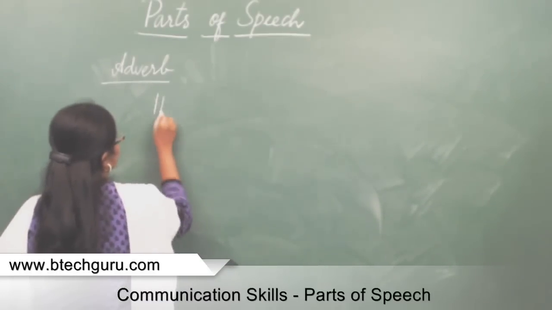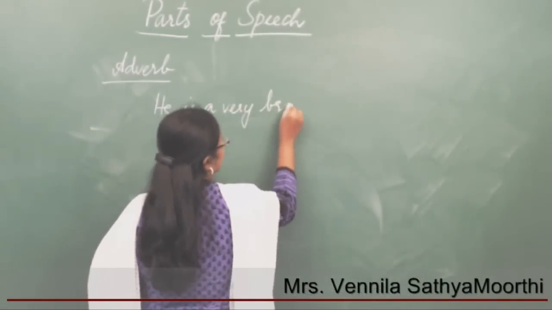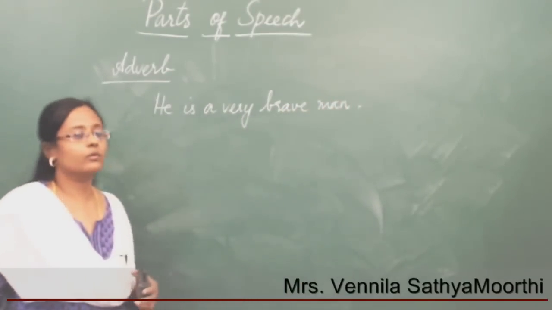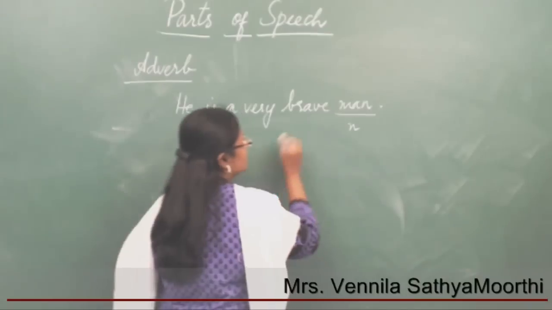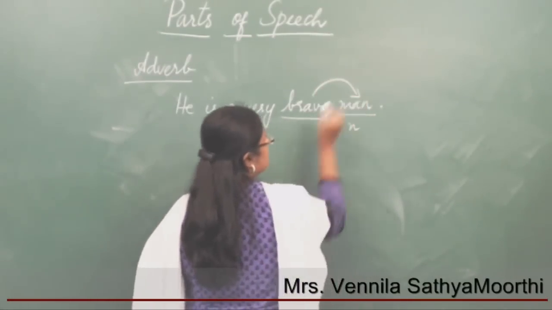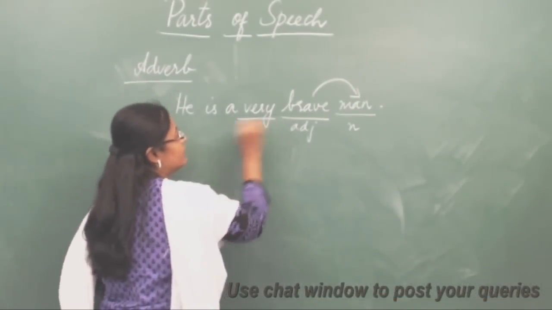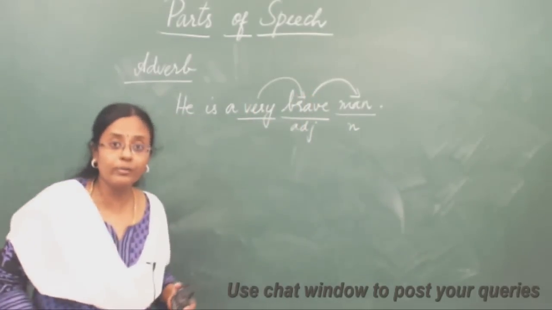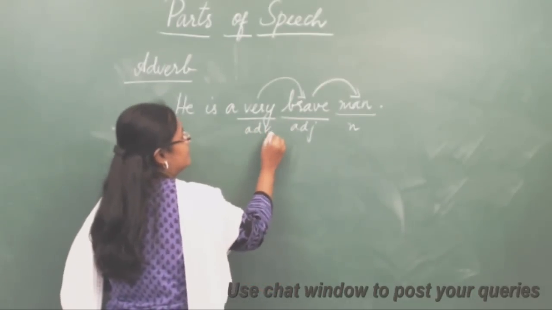He's a very brave man. Now, what part of speech is man? Noun. And what does this word do? It talks about the noun. So it is an adjective. Now what is this word very? It talks about the adjective. How brave? Very brave. So it is an adverb. Right?